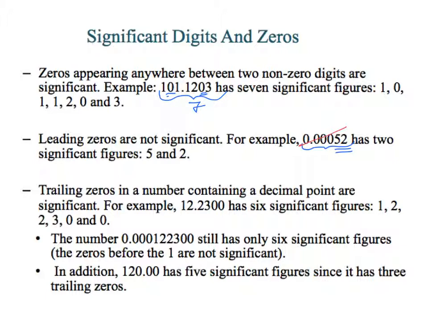Trailing zeros in a number are significant. So if we have something like 12.2300, since these are trailing zeros, they count. And this 12.2300 has 6 significant figures. The other thing that you need to know for this course is a number like 100. This has 3 significant digits. A number like 10 would have 2 significant digits. Some textbooks and some courses say that you need to have a decimal after those values for those trailing zeros to be significant, but that's not the case in this course.